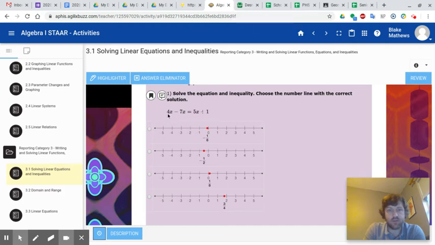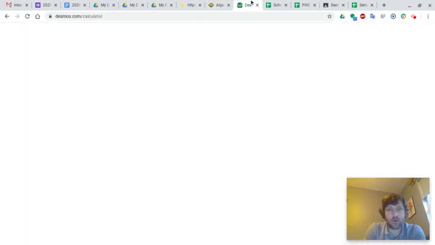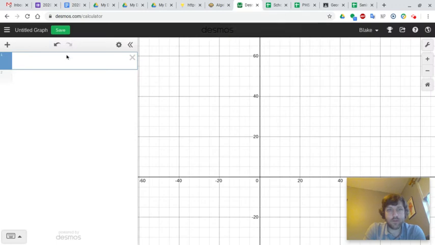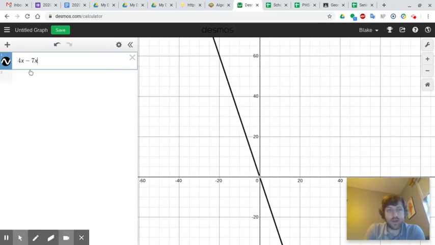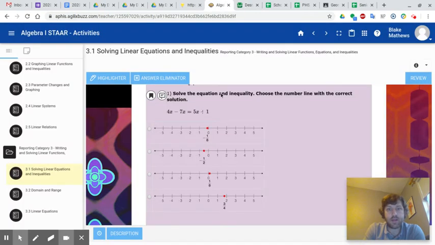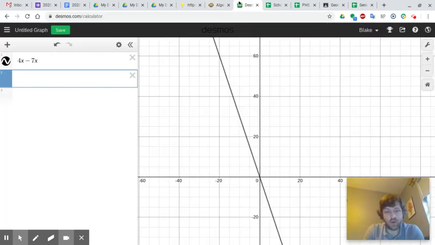So for instance, on this first question, I'm going to type 4x into the calculator, if it will open. There it goes. 4x minus 7x. Okay, there's the line for that. And we want to know where it equals 5x plus 1. So where do 4x minus 7x and 5x plus 1 equal each other?